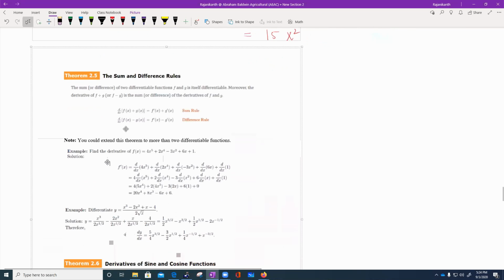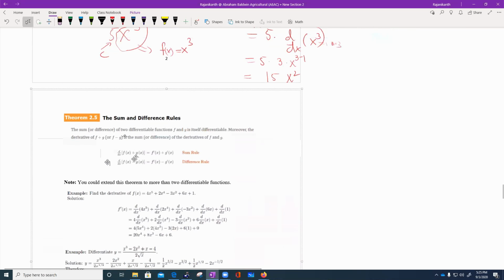This is the last theorem you have here. Okay. Suppose you have 2 functions, but in between the 2 functions you have a plus or minus sign. That means you could split the differentiation into 2 pieces. That's a very, very easy property, right? You could think of it as the sum rule or difference rule, whatever you like.